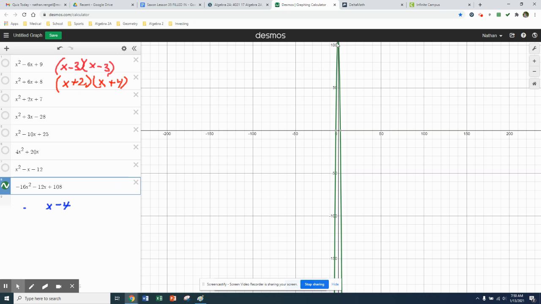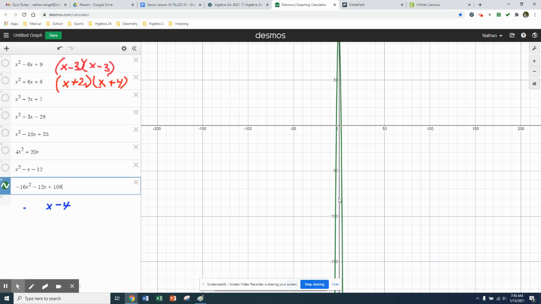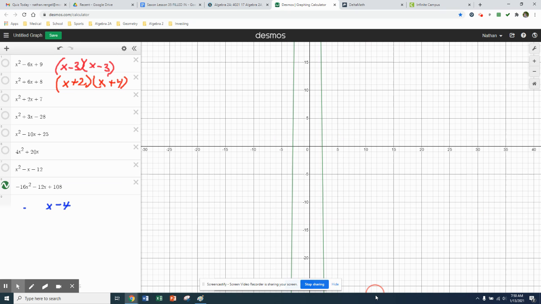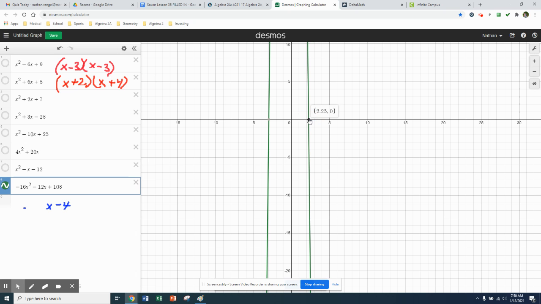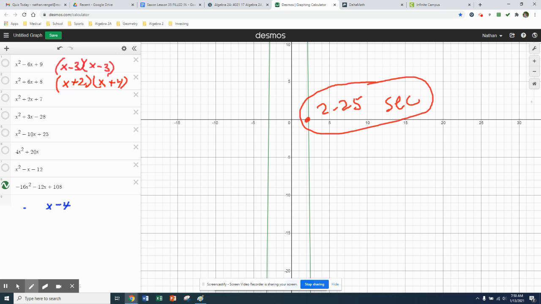So here's us standing way up here, 108 feet. We're going to throw our ball straight down. But all we're really concerned about is the x-intercept, which is right here. And we're going to end up getting 2.25. So our answer right here is 2.25 seconds. That's how long it would take from 108 feet. If I throw a ball down at that velocity, it's going to take about 2.25 seconds. So I encourage you to graph these out and look for that x-intercept. That's going to be our main goal today.